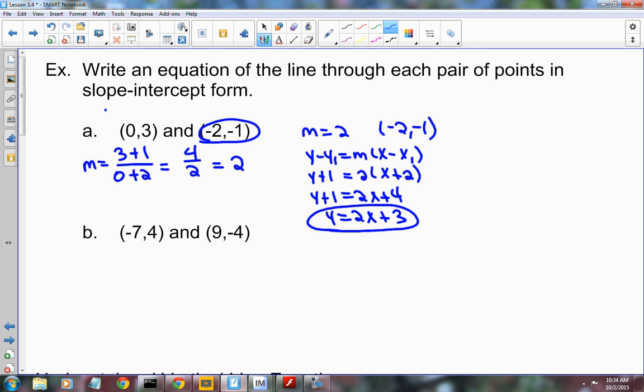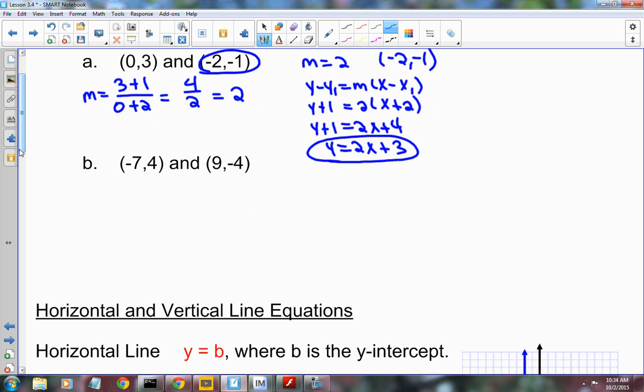All right, let's try this next one. Again, I want to find my slope. Okay, and I'm going to do 4 minus a -4 over -7 minus 9. And that gives me 8 over a -16, which is -1/2. So there's my slope, -1/2. Now, which point do we want to use?